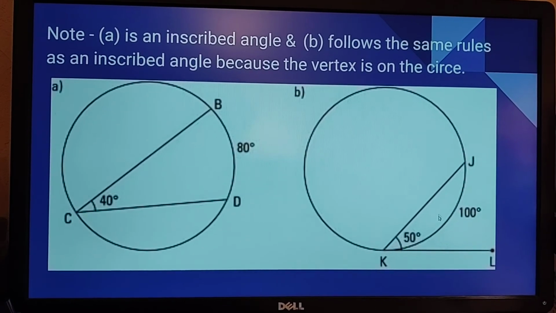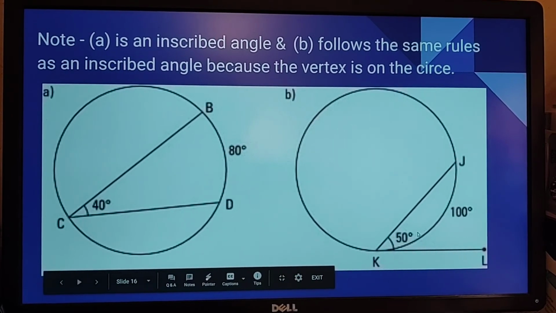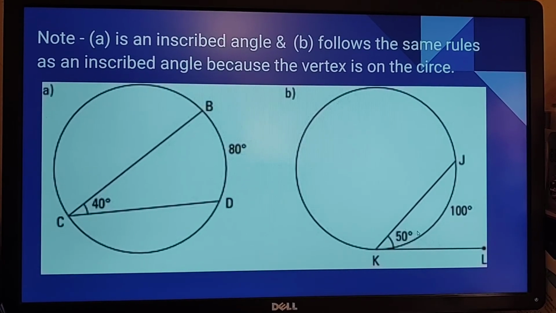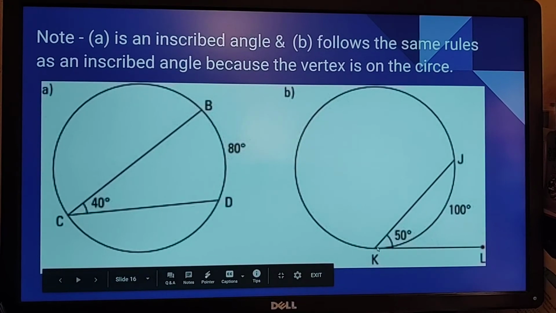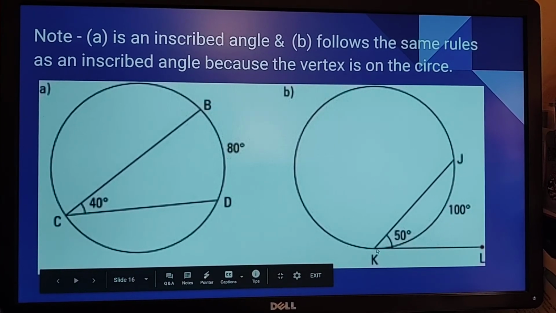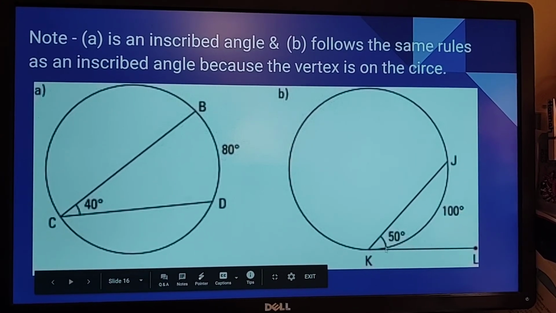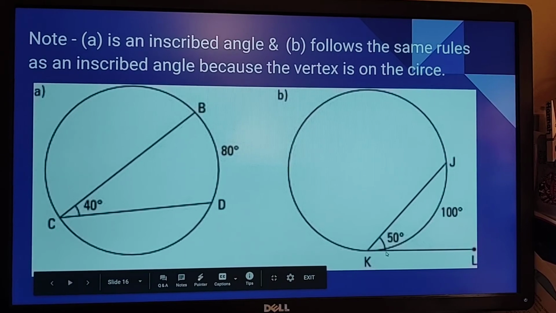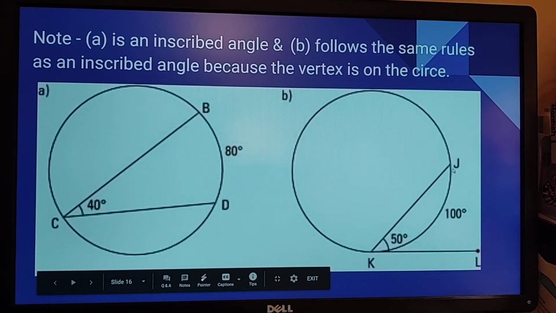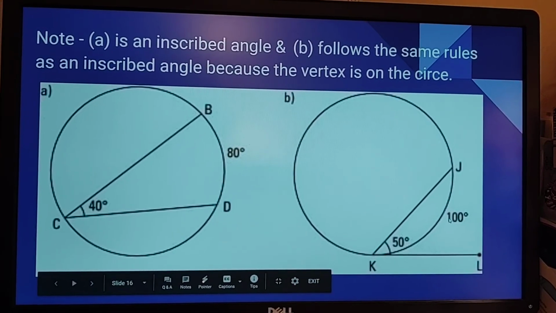But how do you treat this one, example B? It's interesting how it follows the same rules as an inscribed angle. The reason for this is the vertex is on the circle. That's the key to this one. The vertex is on the circle, so it follows the inscribed angle rule, and it means that angle JKL is 1/2 the intercepted arc, which is arc JK. So 50 is 1/2 of 100.